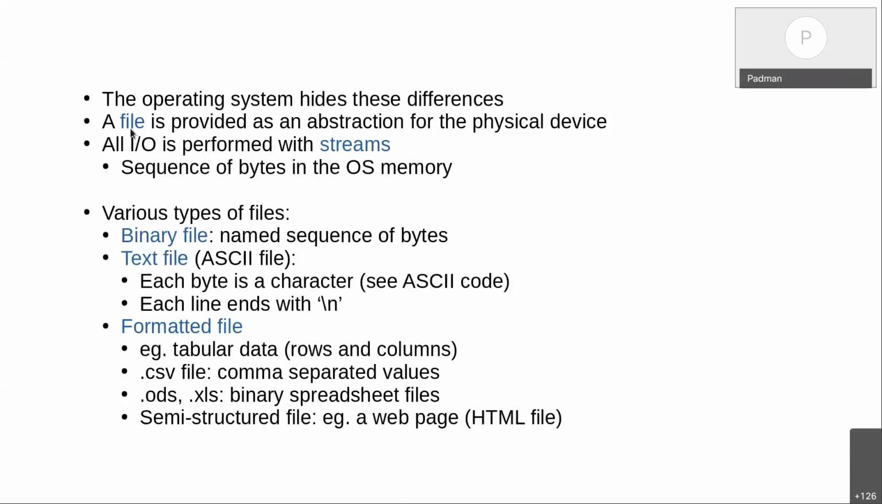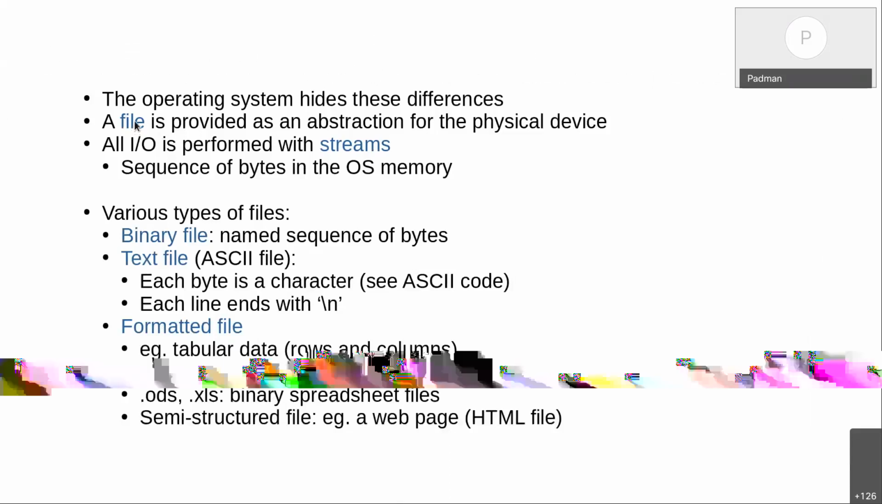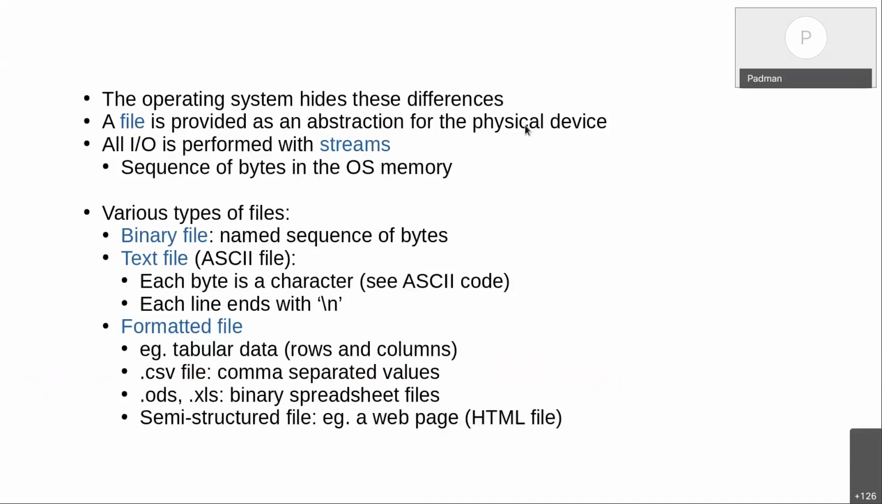A file is a data structure which provides an abstraction for a physical device. So in Unix, everything is a file. Not sure about Windows, but in Unix, my hard disk is a file. My monitor is a file. My computer is a file. What is there in my home directory are also files. So Unix abstracts it very nicely.